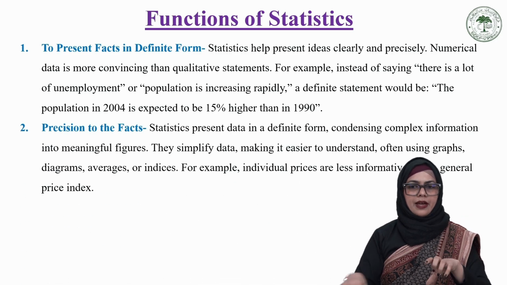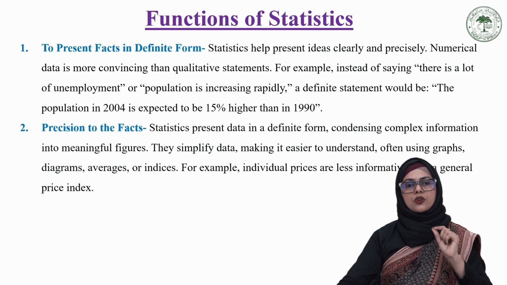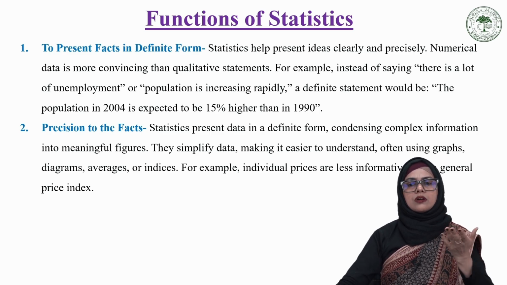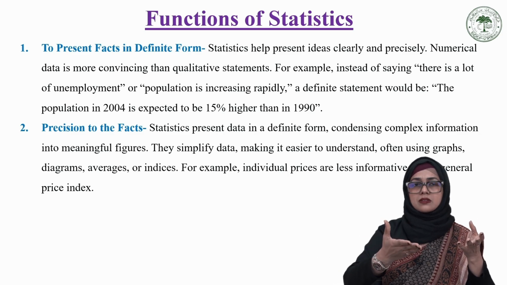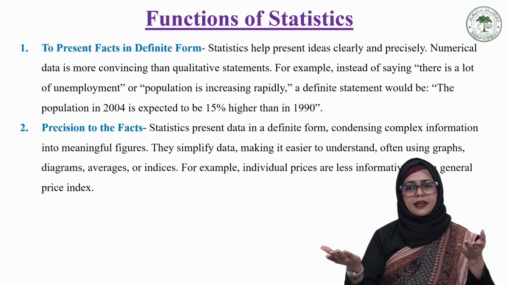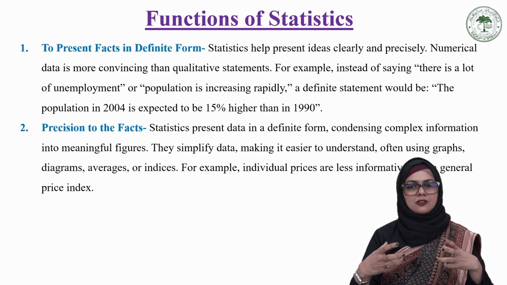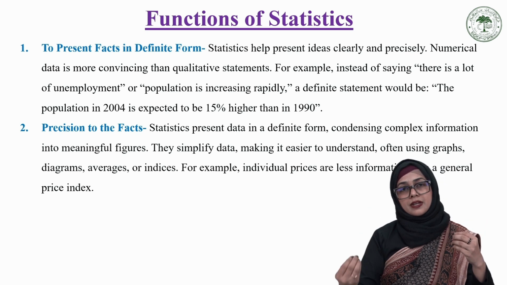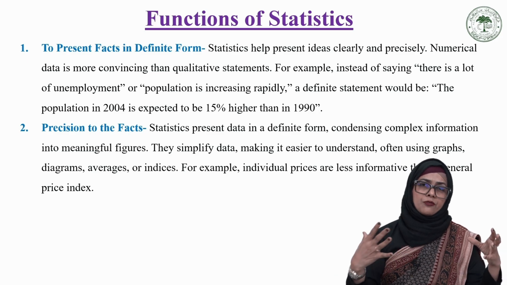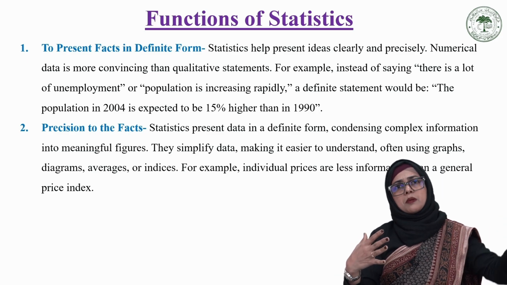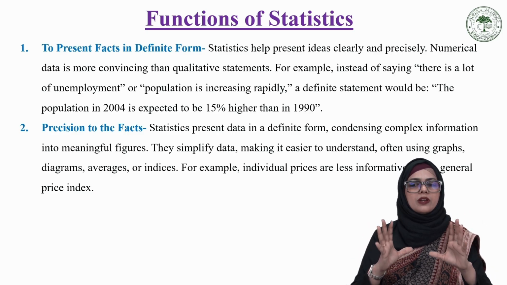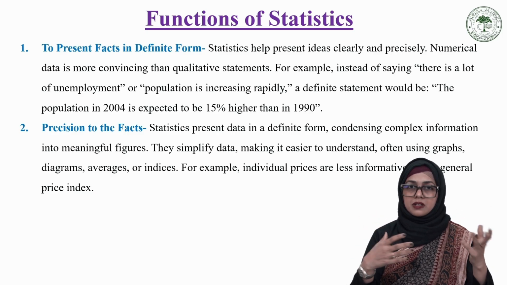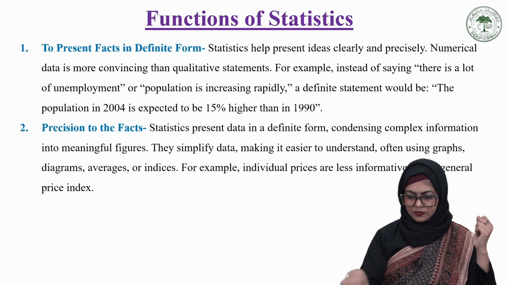Secondly, precision of the facts. We want to be very precise about what we are going to talk about. Even if I say that individual prices are less informative than a general price index, it's still very vague. We have to be explicit. So if I talk about the consumer price index, CPI, and how inflation rose up to 7% in March 2025, then it's more precise and meaningful in stating that goods are becoming costlier.